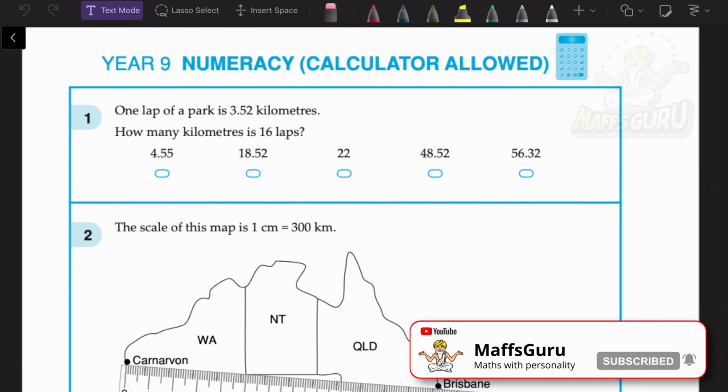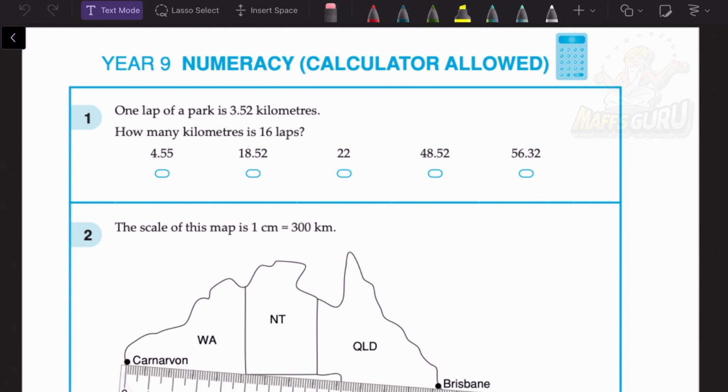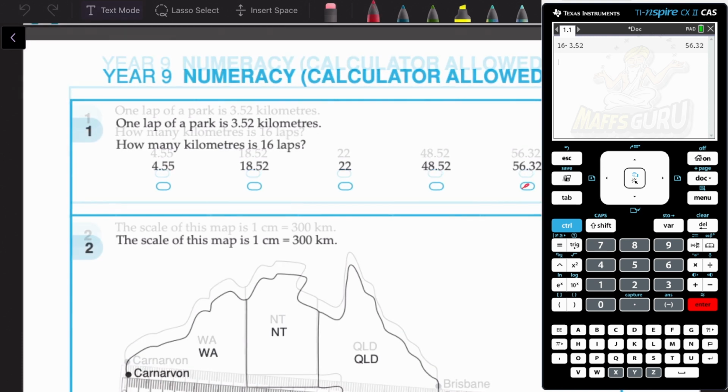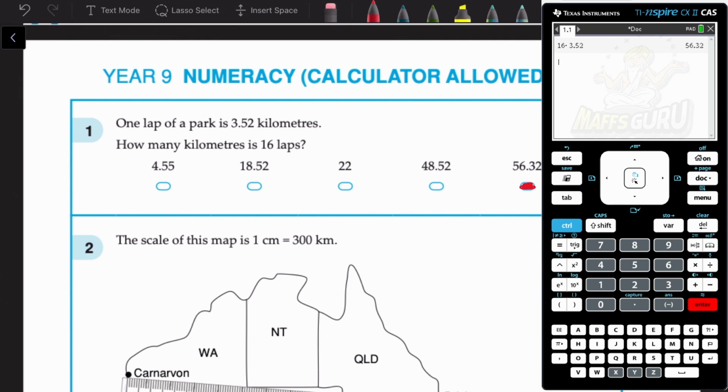One lap of a park is 3.52 kilometers. How many kilometers is 16 laps? So I'm just going to do 16 multiplied by 3.52, hit enter, and 56.32. Color in my correct answer, and let's move up.